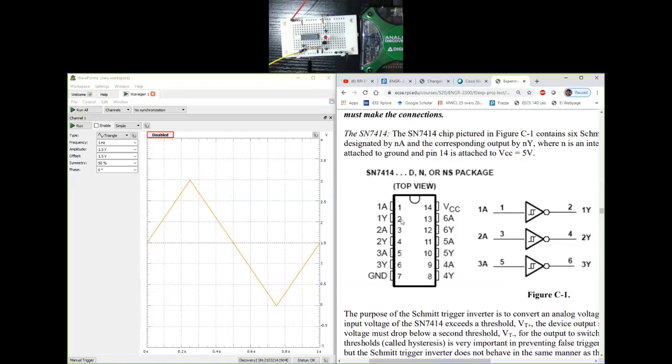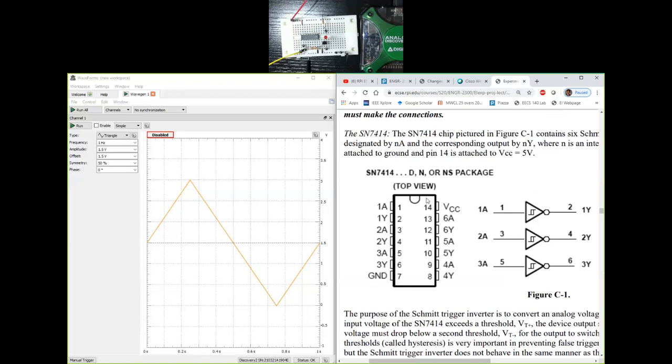Pin number 1 and 2 is what we are using for input and output. Pin number 7 should always be connected to ground, and we did that by connecting pin number 7 all the way to the right to ground, and we also connected pin number 14 to plus 5 volts, that's VCC. So if you want to use this chip to do anything at all, the first thing that we need to do is to provide the power and ground.